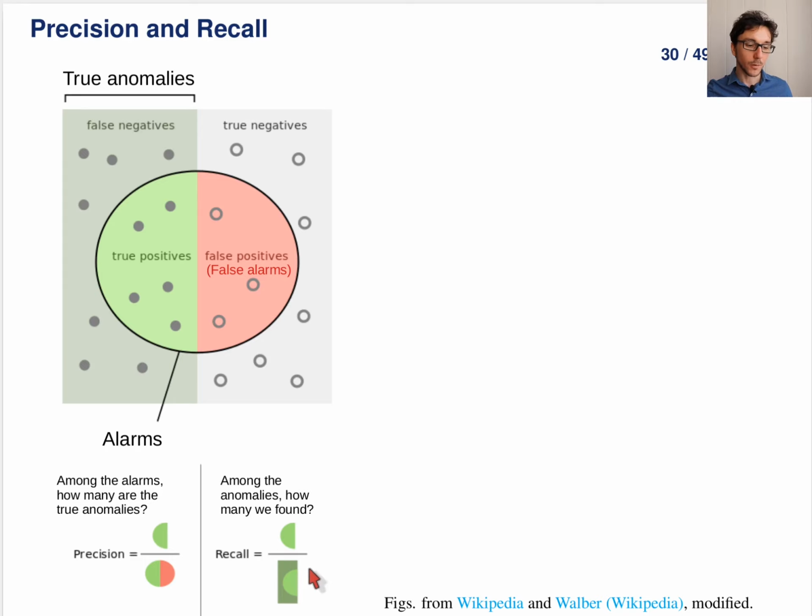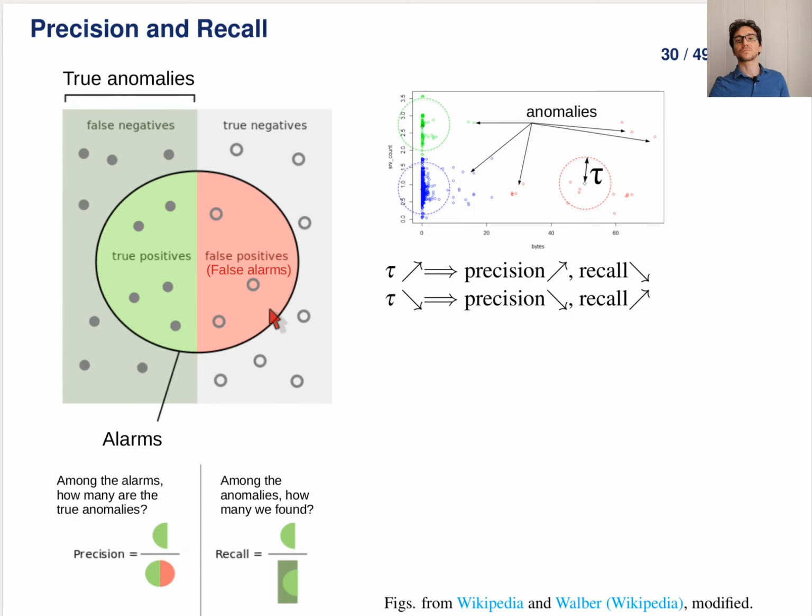So precision and recall should both be high, but there is a trade-off between the two. Most of the time, if you want to increase the recall, you have to decrease the precision. And this can be understood easily if we consider the anomaly detector we constructed in the previous slide. That was k-means clustering with a certain threshold tau. All the points that fall outside radius tau are considered anomalous.